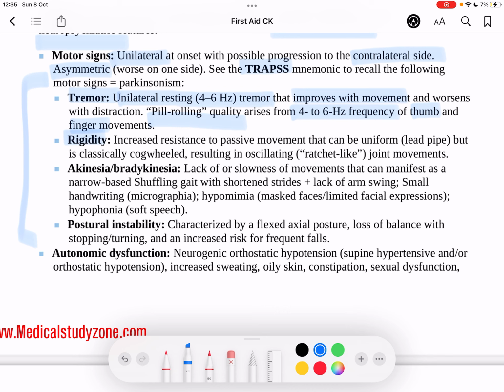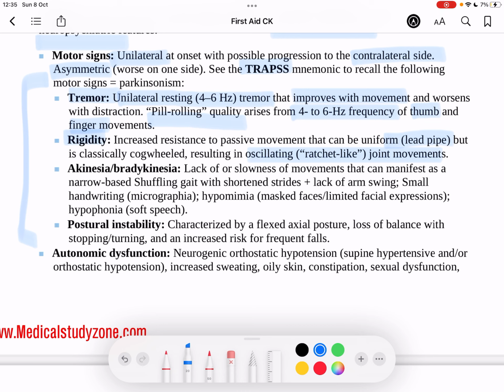Lead pipe, or cogwheel, okay? And the cogwheel results in oscillating ratchet-like joint movement. Just to briefly describe this, if you had a patient in front of you and you were moving their arm around, telling them to relax, lead pipe rigidity would feel like you're trying to bend a pipe, okay? It's completely uniform rigidity. But the cogwheel is exactly how it sounds. It's areas of relaxation followed by interrupted stiffening, okay?